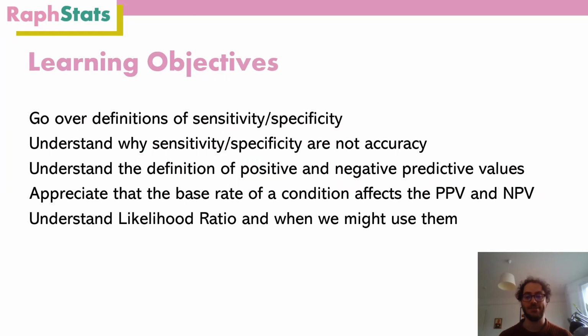So our learning objectives are to go over what sensitivity and specificity mean, understand why these are not the same as accuracy, and then understand the definition of positive and negative predictive values, which is something probably closer to what we're thinking of when we say accuracy. We will appreciate that the base rate of a condition is going to determine how accurate our tests are, and then understand a concept called likelihood ratios, which can help us when trying to interpret and make sense of tests.